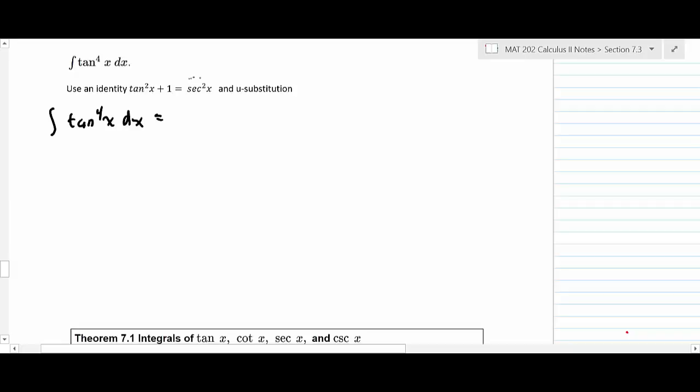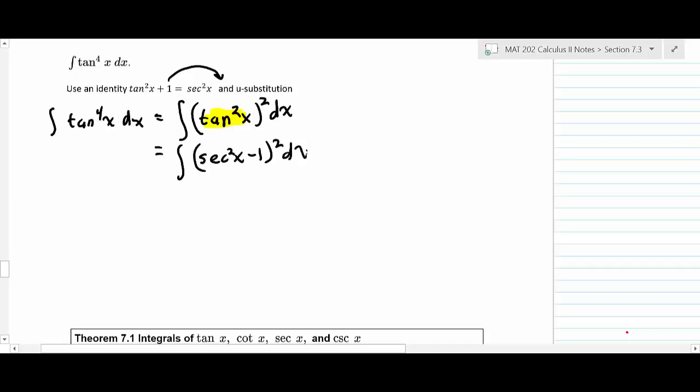So what we're going to do is change the tangent to what it's equal to, just like what we were doing in the last problem. So I'm going to have the integral. Again, write this like this, and you can do this all in one step in your head if you want to. I'm going to write this as tangent squared x to the second dx. So we're squaring something to the second power. Then I'm going to replace that, just like I did in the last problem, with secant squared x minus 1, and then squared like that. So I'm just replacing an equal with an equal.